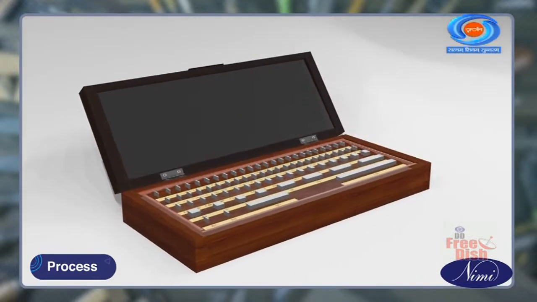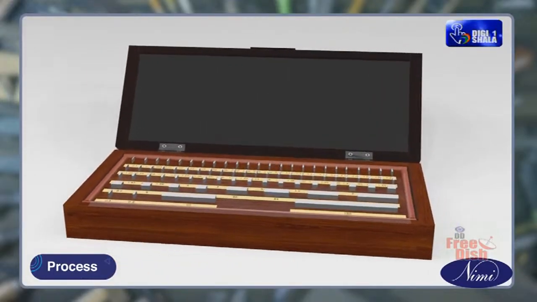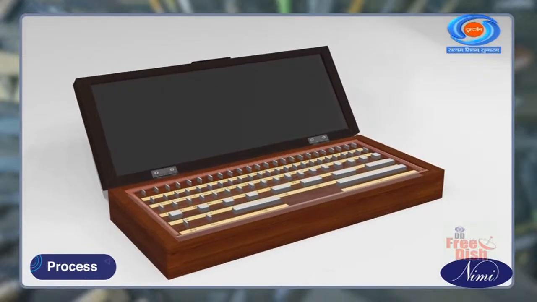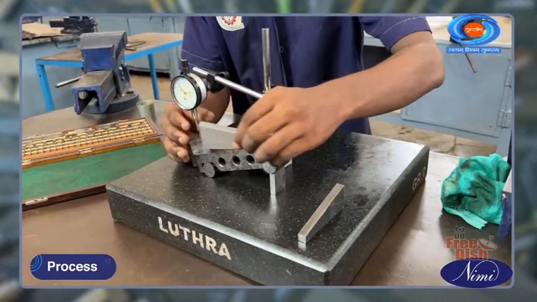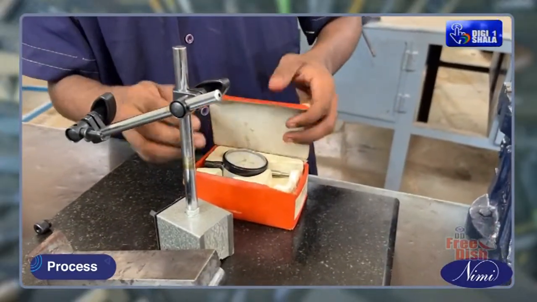If you notice any deviation, correct the parallelism of the surface of the jaw by using a suitable slip gauge and calculate the actual angle. Dismantle the setting, clean all the instruments, and keep them in the proper place.